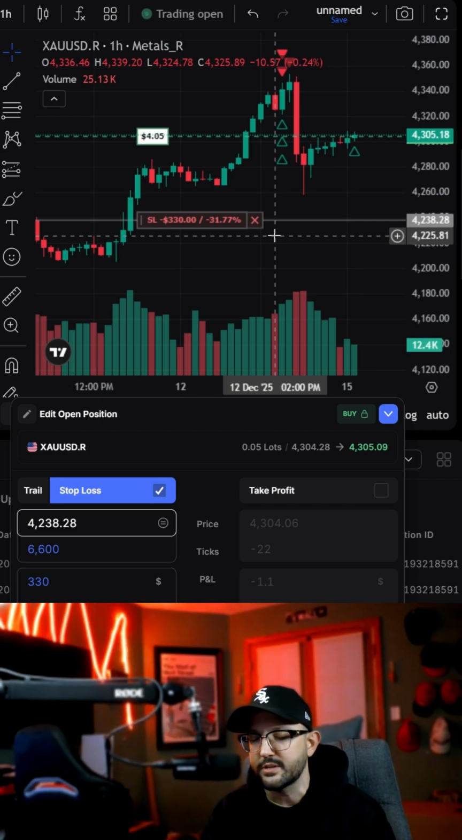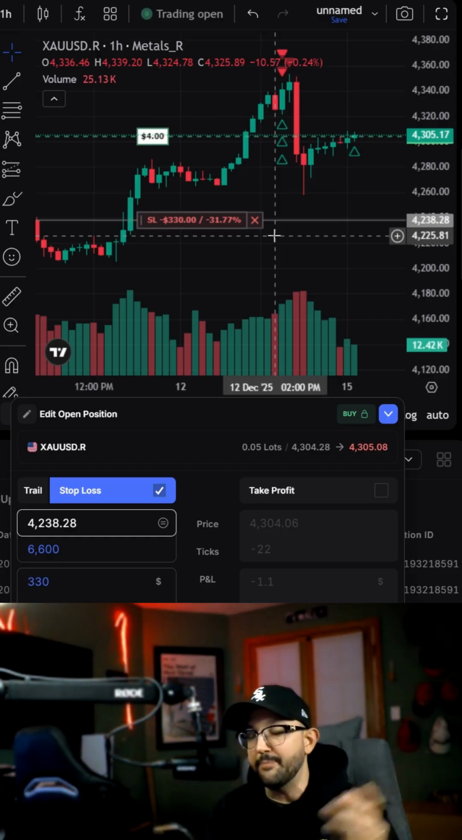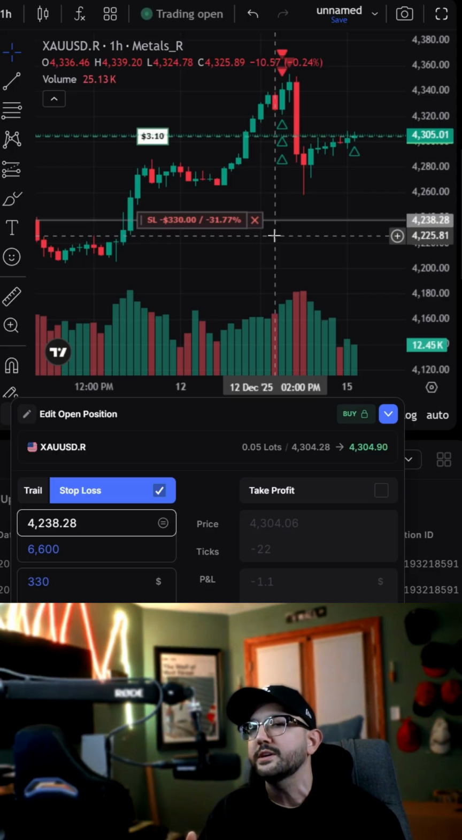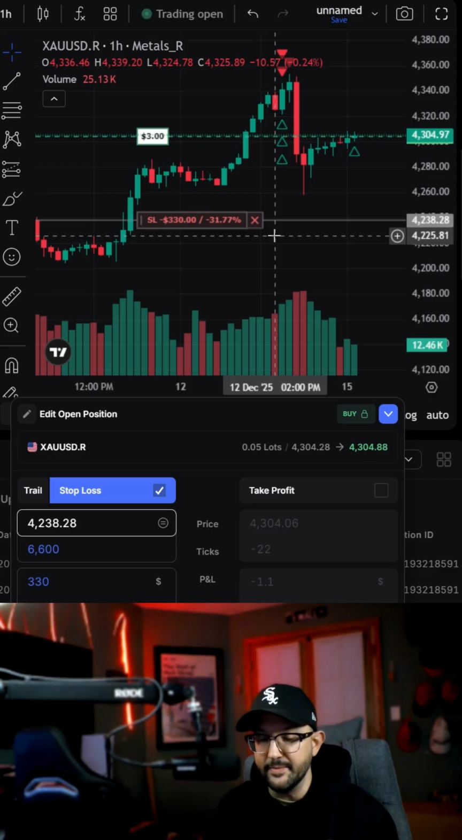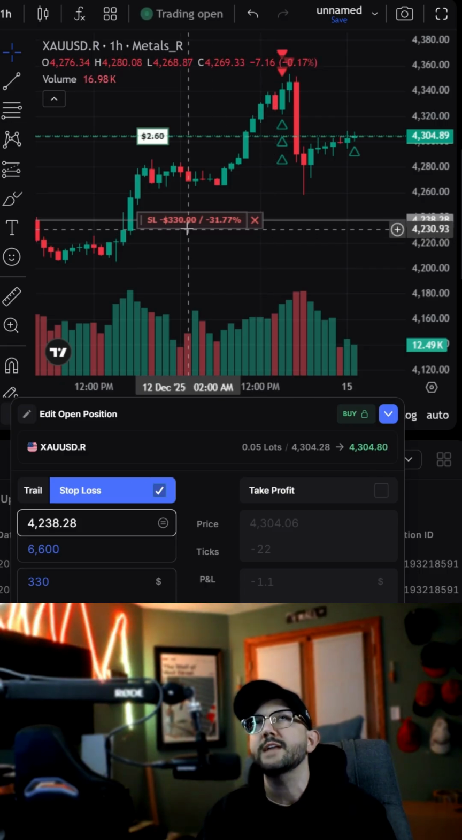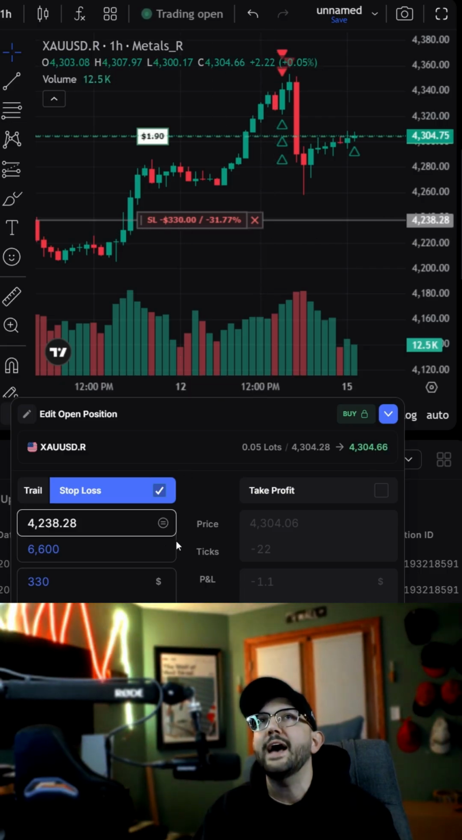Again, entry was around 4,111. And the stop loss was down to 4,009, which would equal a $102 loss, which again, in pips, that's 1,020 pips of a stop loss. So let's see what that would equal to.